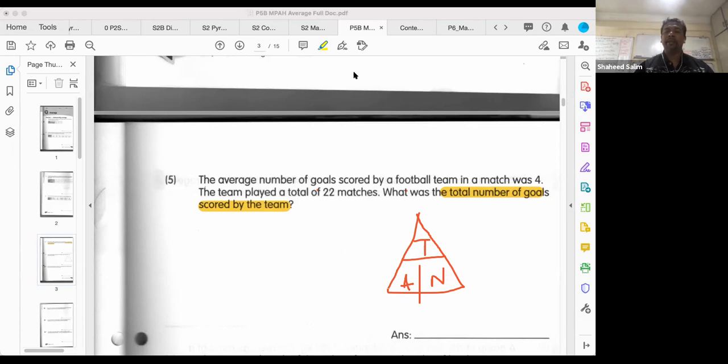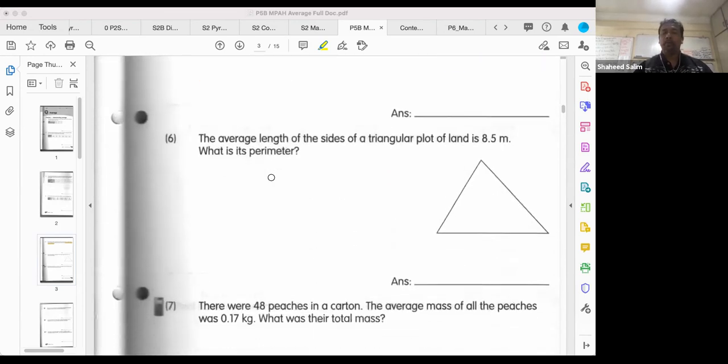Okay, now remember, these are your formulas now. You must memorize the formula. Total number of goals equals the average number of goals per match times the number of matches. This is the average, and the number of matches is 22, just times. Now you're no longer finding average. You're finding total, finding whatever they ask you. Okay, we move on now.